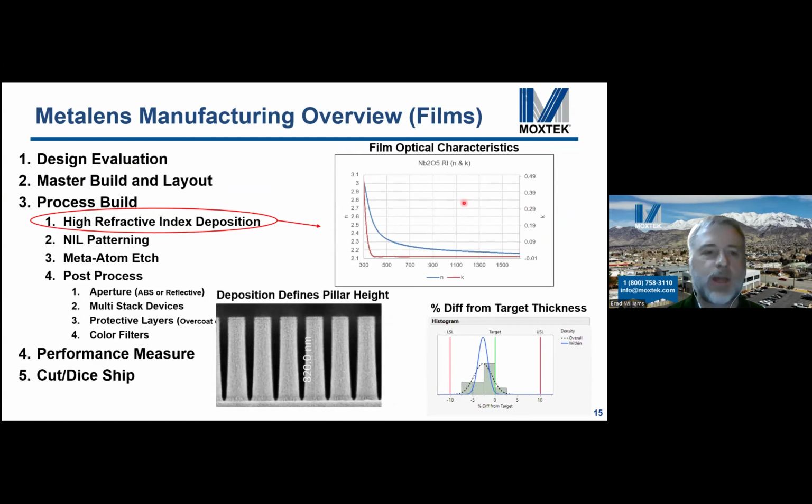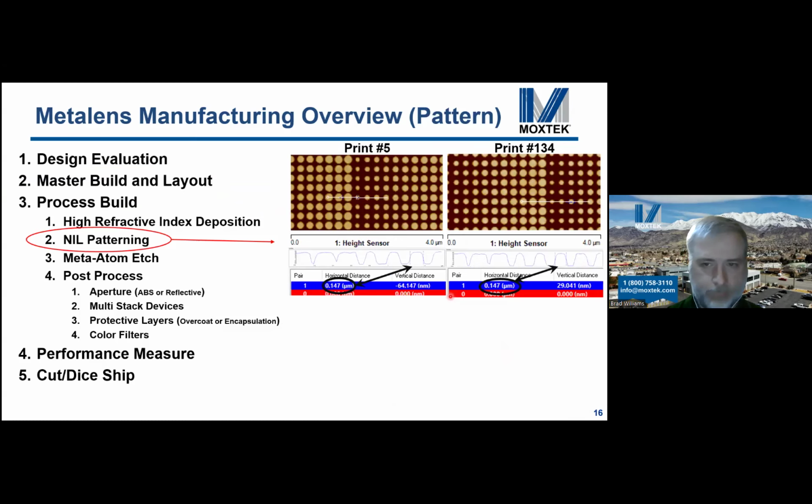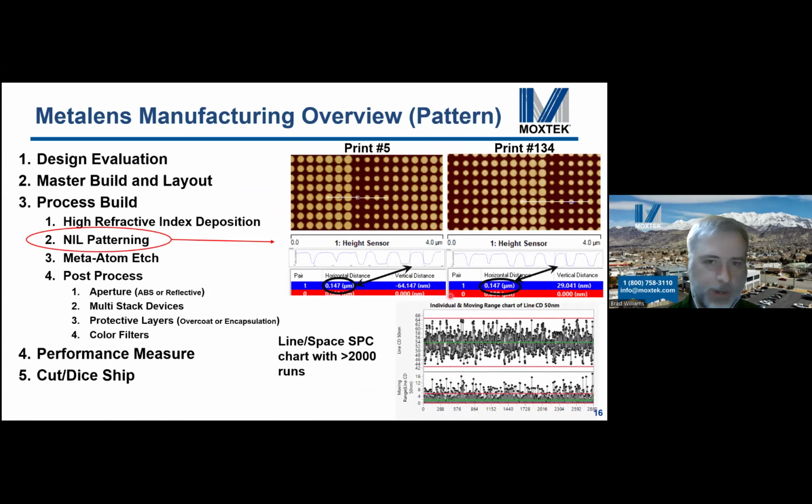So then you've got to build this in a high refractive index. As I said, we use niobium oxide. At this step is where the height of your pillar is set. And then you take your process control and make sure you're on target for this. And then you've got to pattern these. With nanoimprint, you can pattern many hundreds or thousands of wafers. But this one, you can see print 5 to print 134.